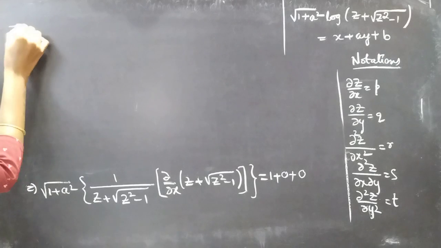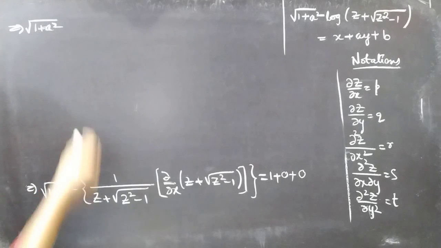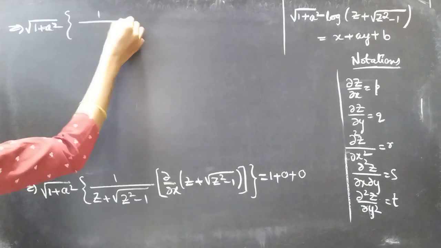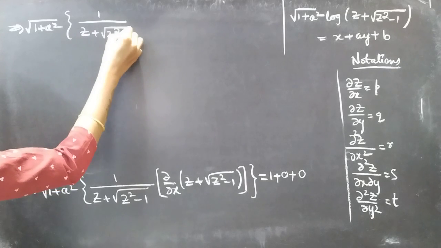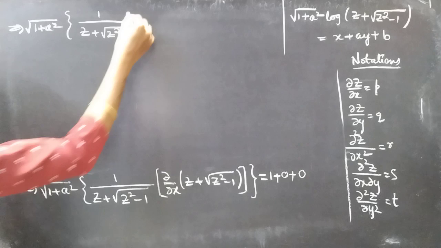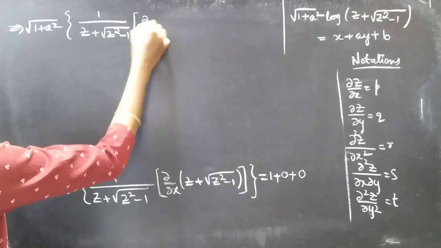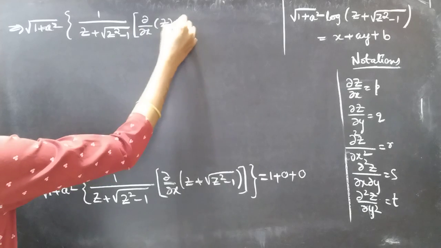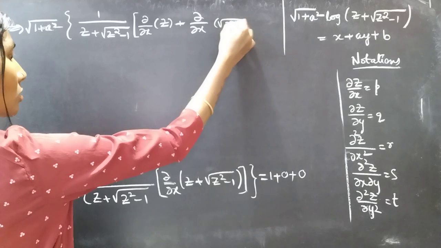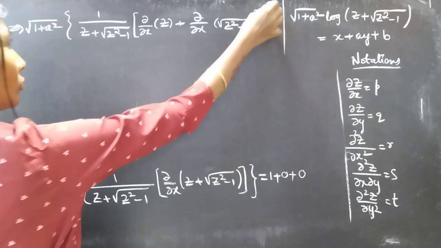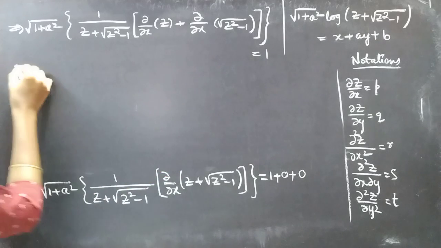This gives us square root of 1 plus a square into 1 by z plus square root of z square minus 1 into partial derivative of first term with respect to x plus partial derivative of second term under brackets with respect to x, okay, equal to 1, right?